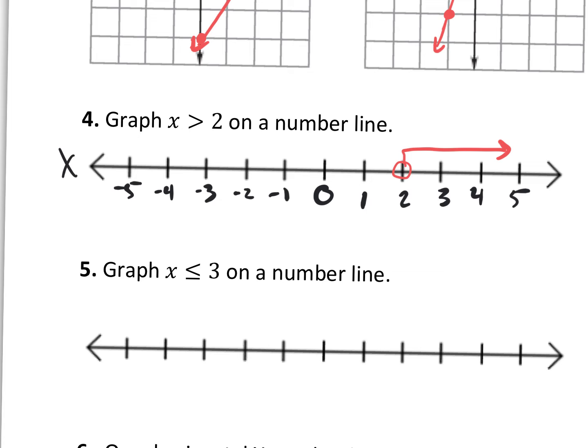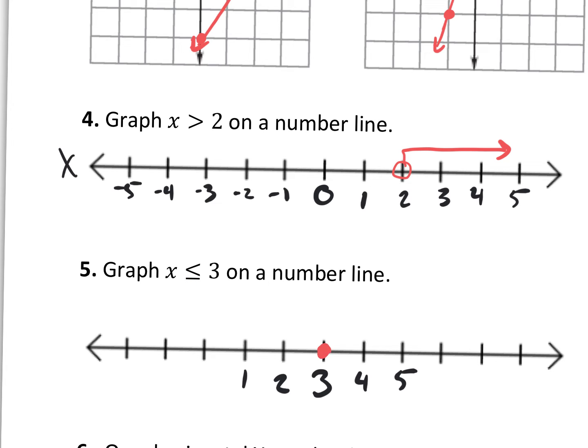This one right here, number 5, it says graph x is less than or equal to 3. Let's just make it a little easier on us. Let's put the 3 right here in the middle, and then fill in some values to the left and to the right. 4, 5, 2, 1. That's already good enough. This one does have a solid line underneath the inequality, so it will be a solid dot at 3.